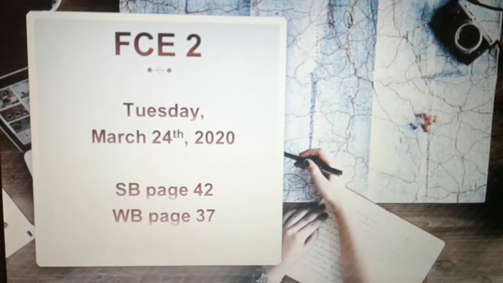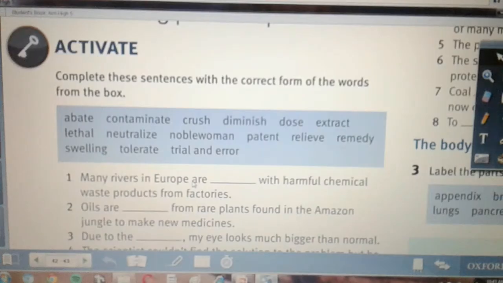So today you are going to study from your student book, page 42, and later please open your workbook, page 37. Open your student book, page 42. The first thing you have to do is to fill in the blanks with the correct form of the words from the box. So you have 15 blanks to be filled in, and please use the right form of verb.